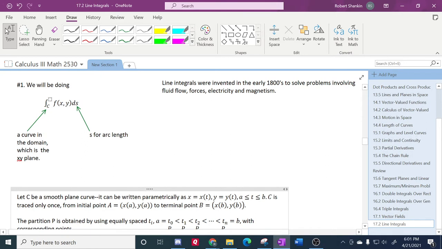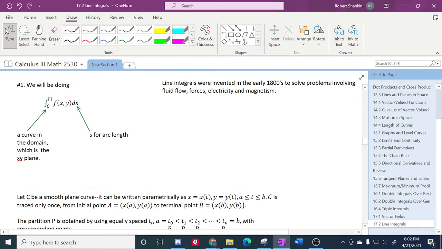Okay, and t will range between a and b. C is traced only once from initial point A, which is x of a, y of a, where little t ranges from a to b, to terminal point B, x of b, y of b. Okay, so you're not going around and around a circle. You're just going once if this thing was a circle in the xy plane.